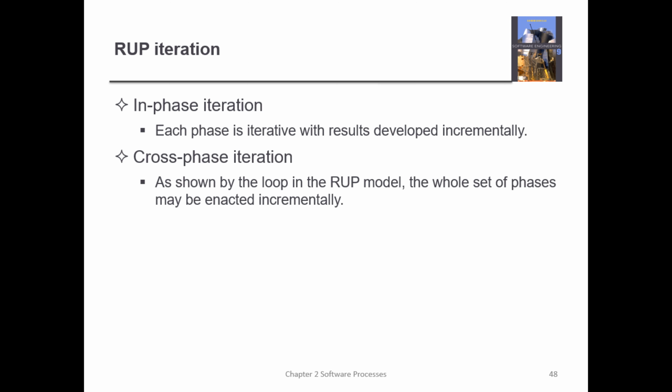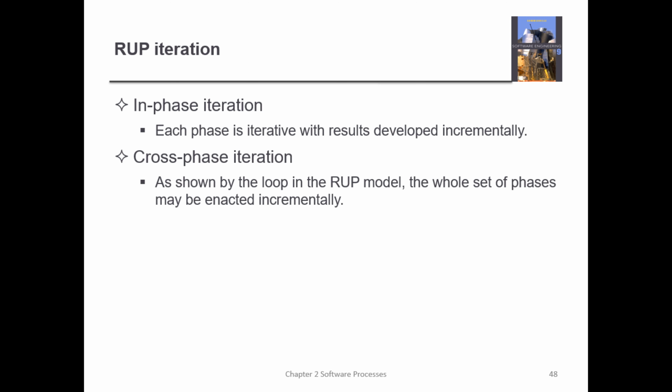Then let's talk about iteration. As I said, in each phase we have iteration. So each phase is iterative with the results that are developed incrementally. So first of all, we have phases. That is a feature. It has phases that look as if they are distinct. That's a feature of the waterfall. But in each phase we have iteration. So within each phase, like the elaboration, we can further understand and add more functionalities.